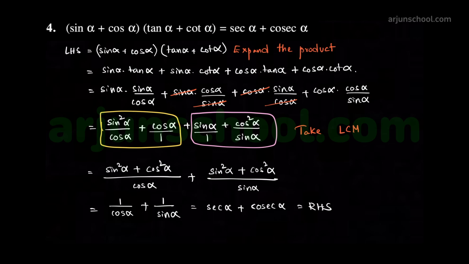LHS is equal to RHS. Therefore, we have proved that (sin alpha + cos alpha)(tan alpha + cot alpha) is equal to sec alpha + cosec alpha.